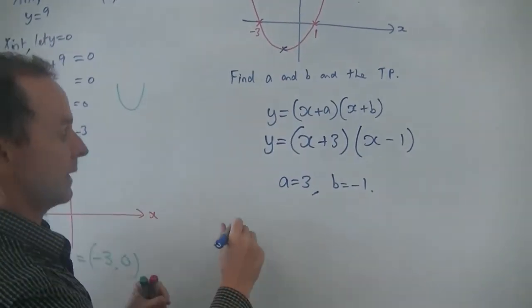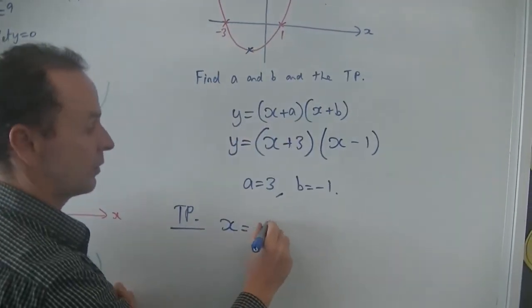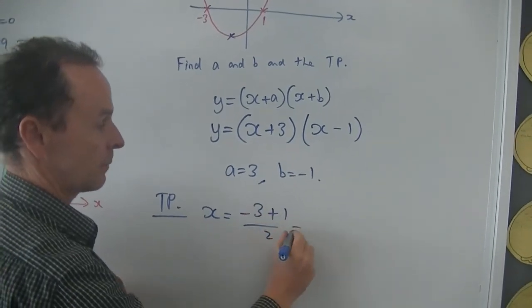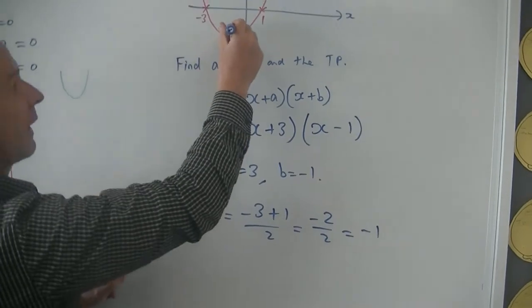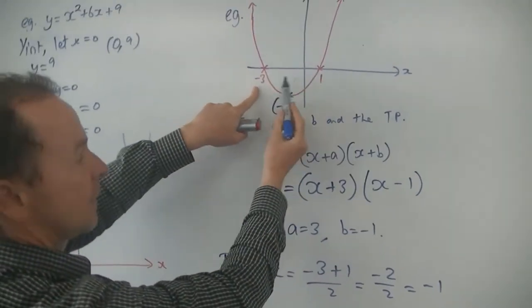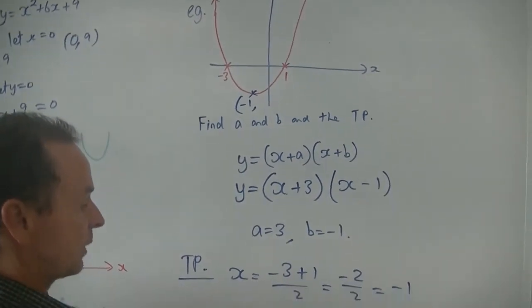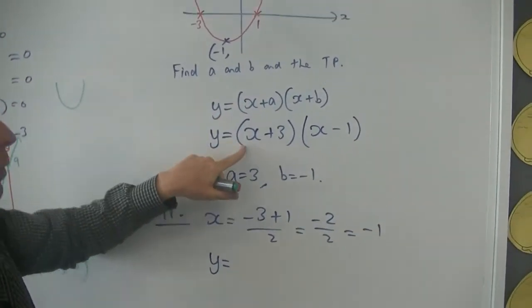We use symmetry again. So the turning point, the x value, is the average of those two values. Minus 3 plus 1 divided by 2, minus 2 over 2, which is negative 1. So our x value is negative 1, which makes sense because it looks like it's right in between those two. And how do we find the y value? We substitute x equals negative 1 into our equation.